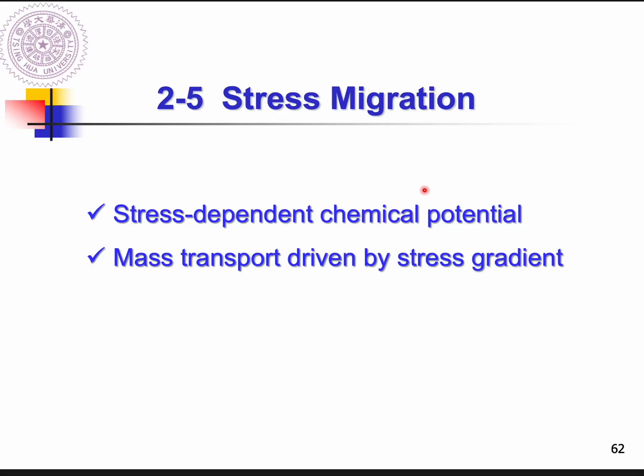Okay, so let's move to the fifth section, which is the stress migration. This atomic migration is due to the stress gradient. Which means we have a chemical potential of the atom, and this chemical potential is stress dependent. It means when the atoms are located in a stress field, we need to modify its chemical potential. So this kind of stress gradient will also induce mass transport.